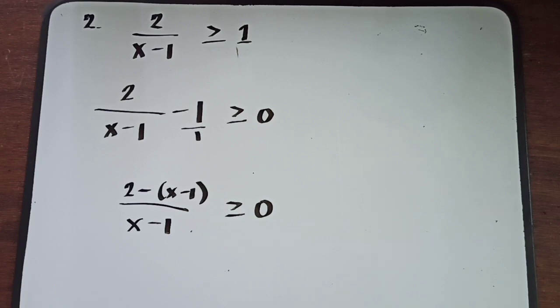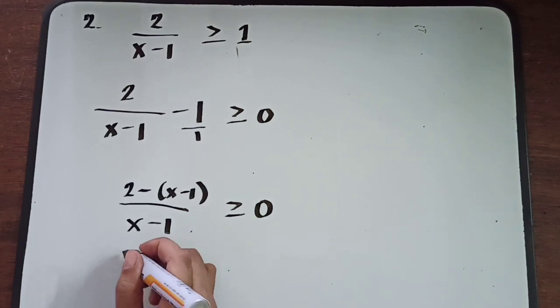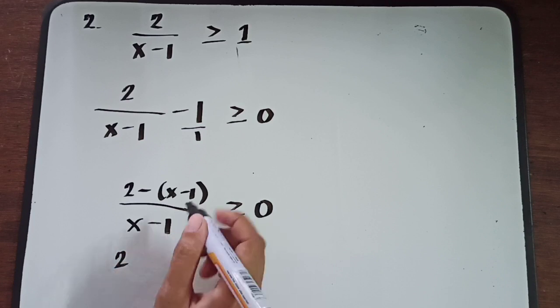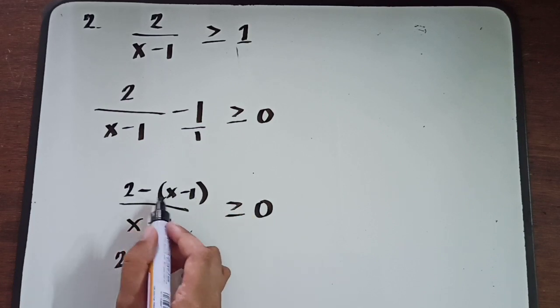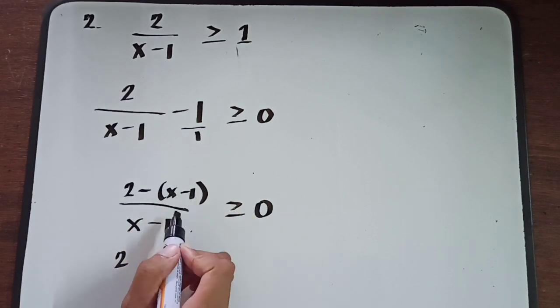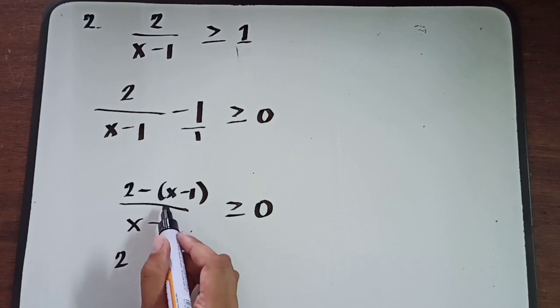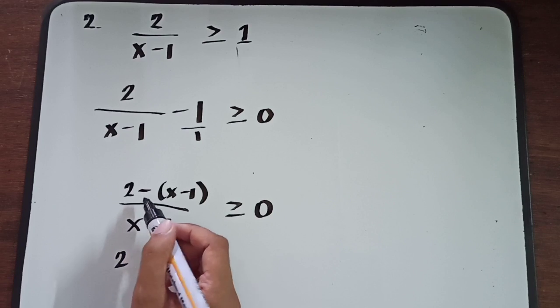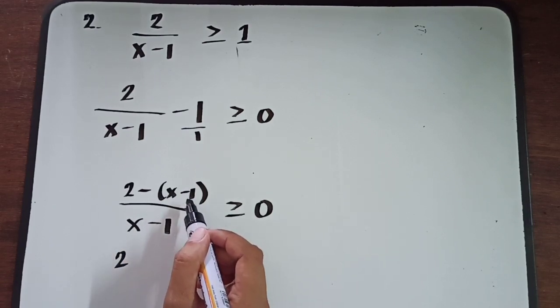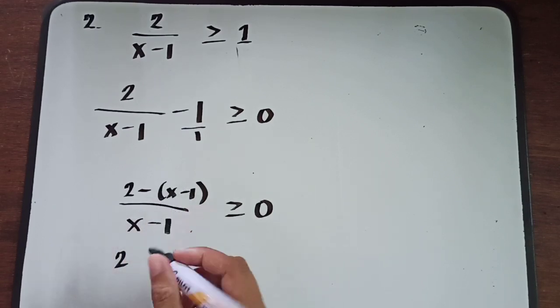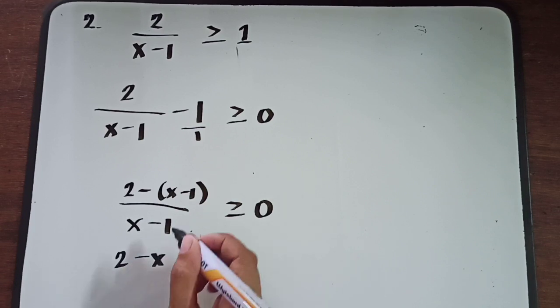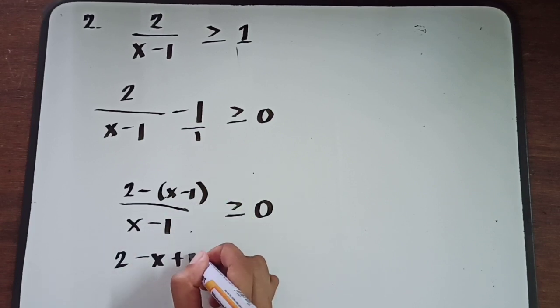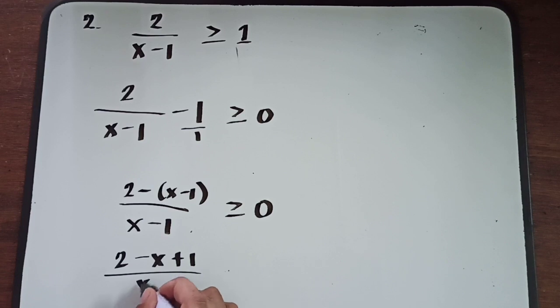Okay, so next is 2. Meron ako ditong negative sign, meron akong parenthesis. Sa pagtatanggal ng parenthesis o in removing a parenthesis with negative sign outside of it, kunin ang opposite sign ng nasa loob. Okay, so that is minus x, and this negative will become positive 1 over x minus 1, which is greater than or equal to 0.